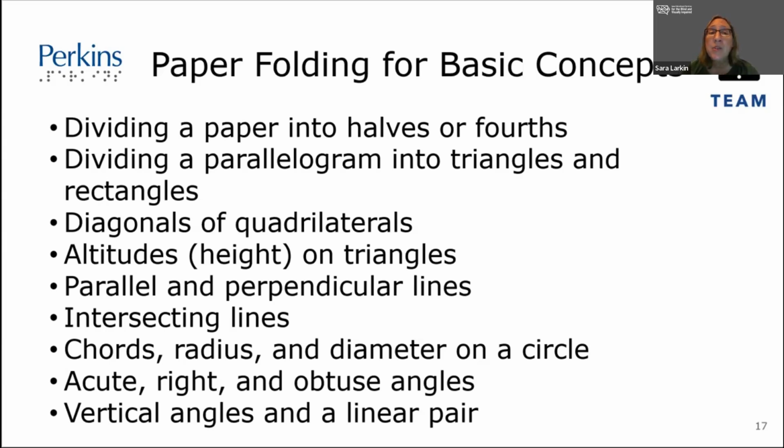Next, angles. There's acute, right, and obtuse angles. So I can make my folds, those lines become further apart or closer together to form those acute, right, or obtuse angles. When I make those intersecting lines, that causes a linear pair and vertical angles. So all of that terminology can be handled just through paper folding.